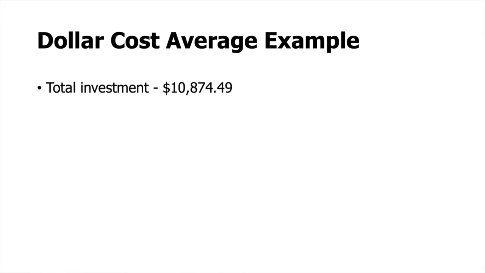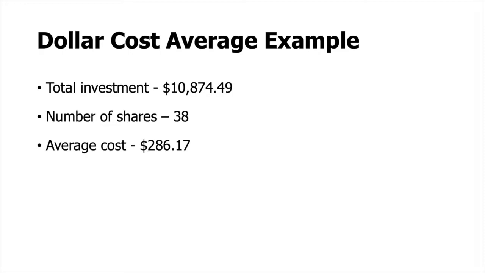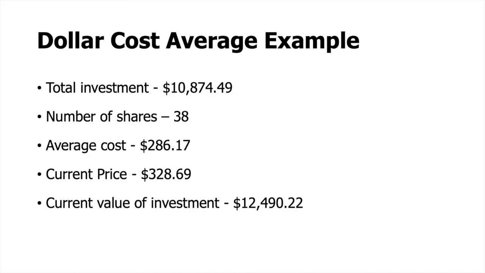Okay, so let's take a look at the figures for the dollar cost average example. Here you can see we've made a total investment of $10,874.49, and for that we've managed to purchase 38 shares of the VOO, the ETF tracking the S&P 500 from Vanguard. Our average cost here is $286.17. The current share price as we stand now is $328.69. So our value of investment is now up to $12,490.22 based on using dollar cost averaging. That's an increase of 14.9%.